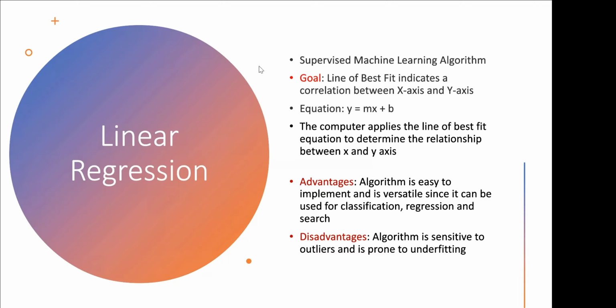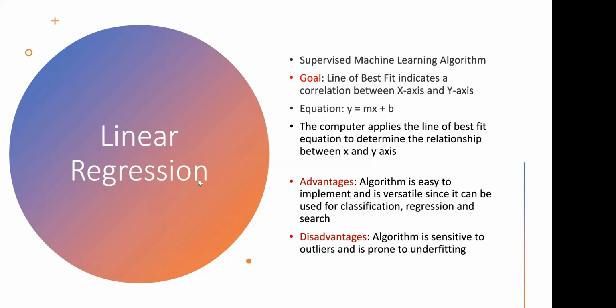We do that by applying the line of best fit on our data. The computer will automatically compute it for you with just one line of code, which will apply this equation, your y equals mx plus b equation. So that's pretty much it. There's an image I'll explain in the next slide.